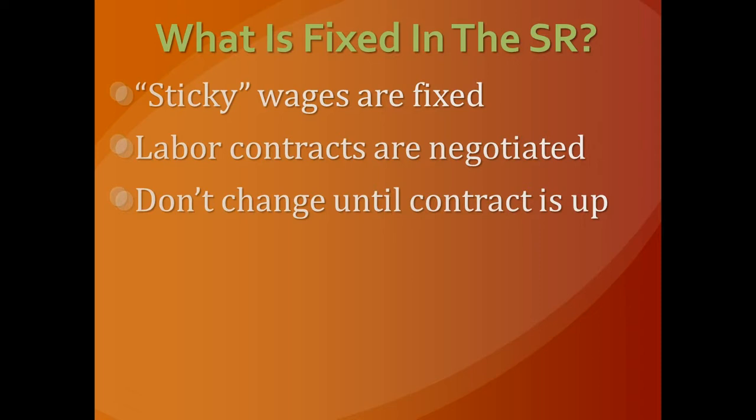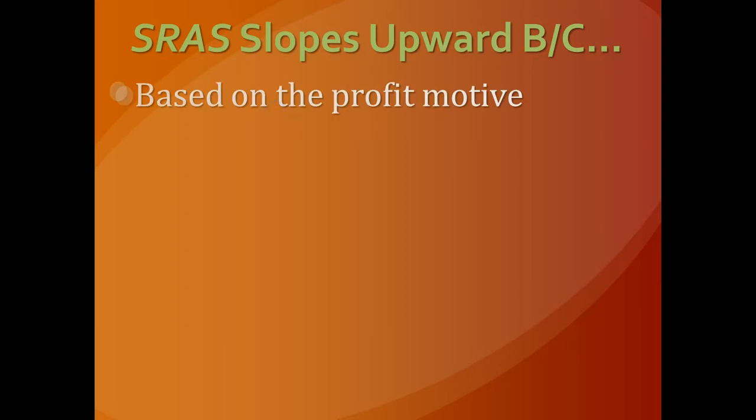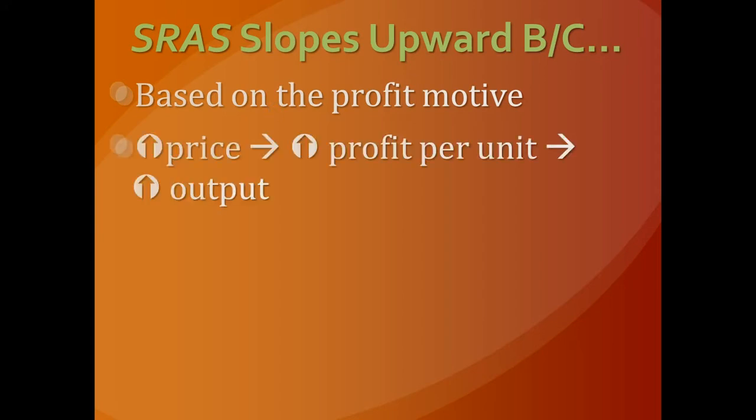make more money. So as the price level rises, businesses tend to make more money and therefore are willing to produce more goods and services for their customers. And so we'll see that the short run aggregate supply curve will slope upward because of that profit motive. A higher price means a higher profit per unit, and that means that they're willing to produce more output.